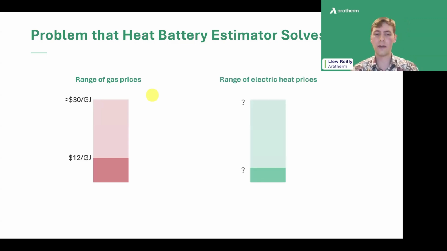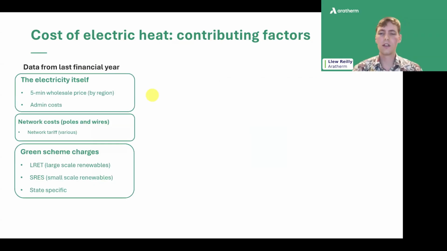Note, in this tool, we haven't tried to include capex. We're just looking at the cost of energy. There are many contributing factors to this cost of energy. The main one, I guess, is the electricity itself. Here we've used the 5-minute wholesale price from the NEM, from AEMO, and this varies by region in Eastern Australia. There are also some admin costs associated with buying that electricity as well.